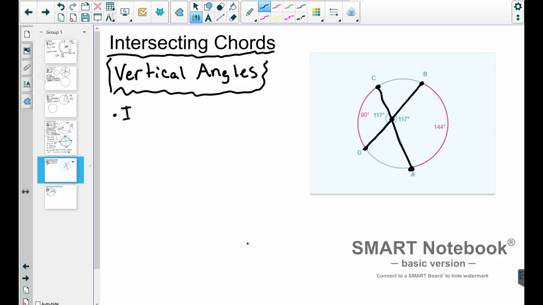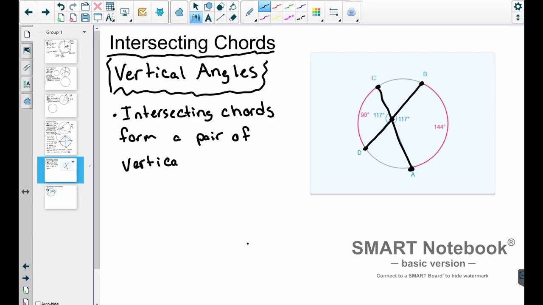Let's say intersecting chords form a pair of vertical angles. And what do we remember about vertical angles? I'll give you a second, and you should be able to pick it up from this image over here. But we should remember that vertical angles are always congruent, meaning they share the same measure.